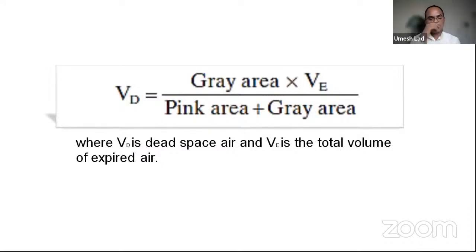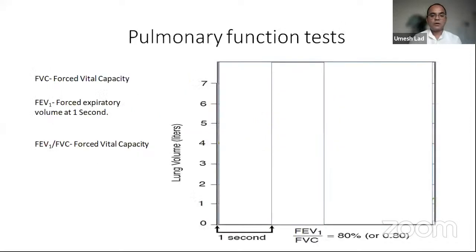Now this calculation is important because many times in the exam we can give these numbers and ask you to calculate the dead space air. At that time, what you should remember is the formula: VD is equal to gray area multiplied by VE divided by pink area plus gray area. This calculation is done to measure the dead space volume, or dead space air. Remember this.